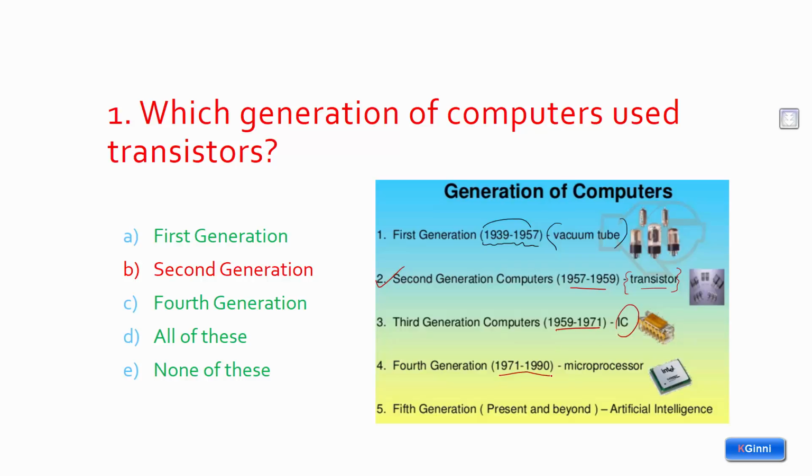From 1971 to 1990, we call it the fourth generation. Microprocessors were used at that time. And in the fifth generation and beyond, you can see artificial intelligence and robotics coming into the picture. So for this question, the answer should be second generation.